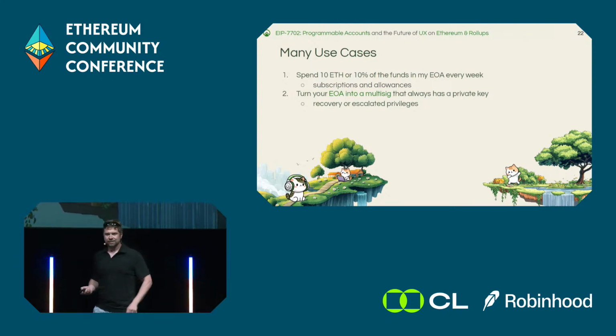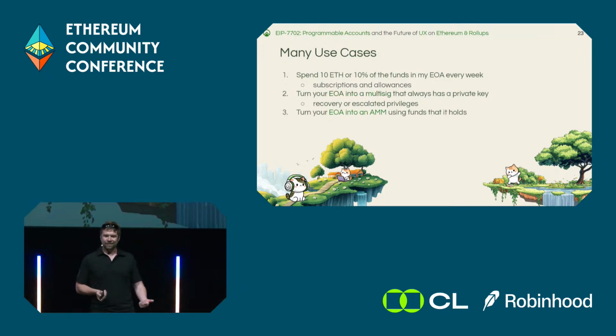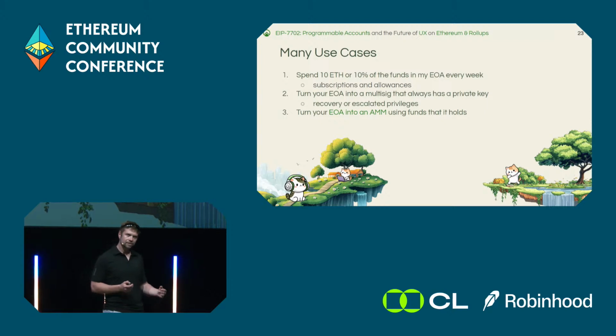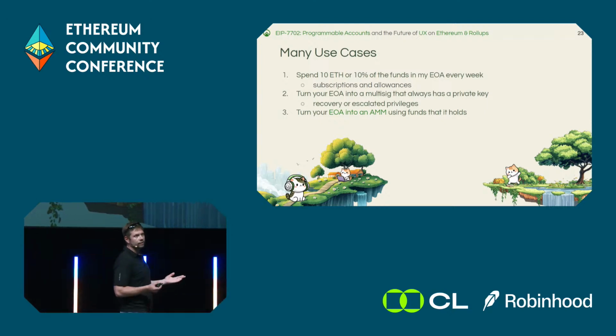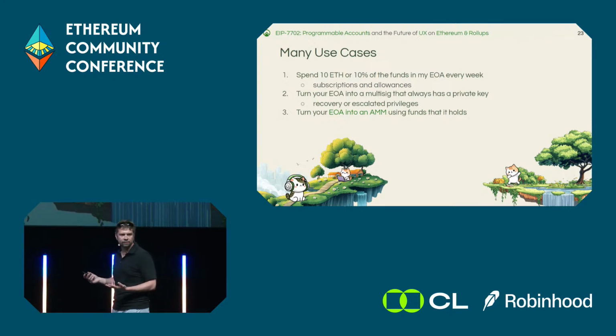So this is delegating to a multi-sig. What else could we do? Well, how about delegating to some implementation of an automated market maker? Imagine something like Uniswap v2.